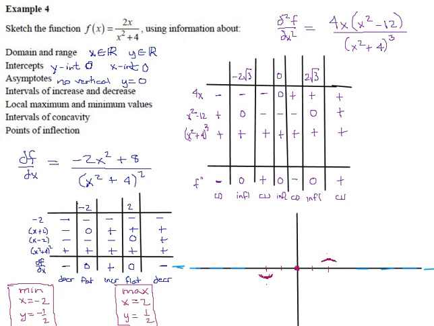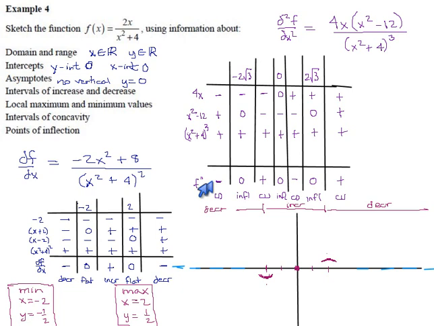Intervals of increase and decrease. The function is decreasing everywhere below -2. So this is -2 right here. The function's decreasing all the way up to -2. Then it increases until we get to +2. After that, it decreases again. So that's all the information we got out of our first sign table.